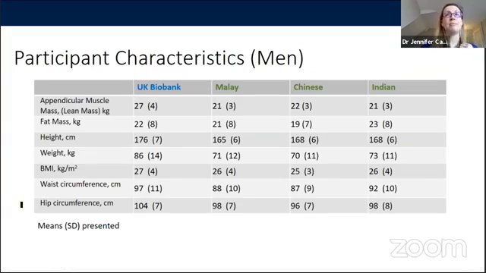So a few characteristics of our participants. If you look at the first column with UK Biobank, you can see that we're just larger in the UK. So we have more lean mass. Our fat mass is actually pretty similar, but we're about 10 centimeters taller. We're about 13 to 16 kilograms heavier. Our BMI is a little bit bigger, but our waist circumference is much wider, as are our hips. So again, really interested in starting to look at these differences in body size and how they might relate to risk factors for disease.